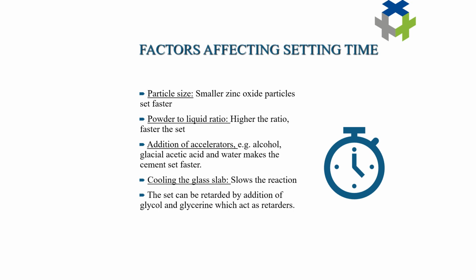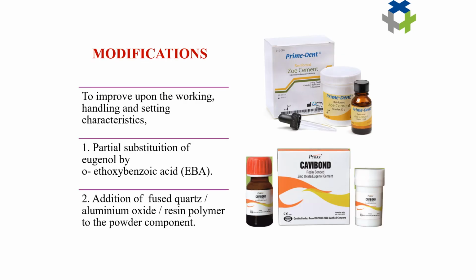So coming on to factors affecting the setting time, smaller particle size of zinc oxide sets faster, and with powder to liquid ratio, the higher the ratio, the faster the set. Addition of accelerators like alcohol, glacial acetic acid and water makes the cement set faster, and cooling the glass slab slows down the reaction. The set can also be retarded by addition of glycerol and glycerin, which act as retardants for this reaction.